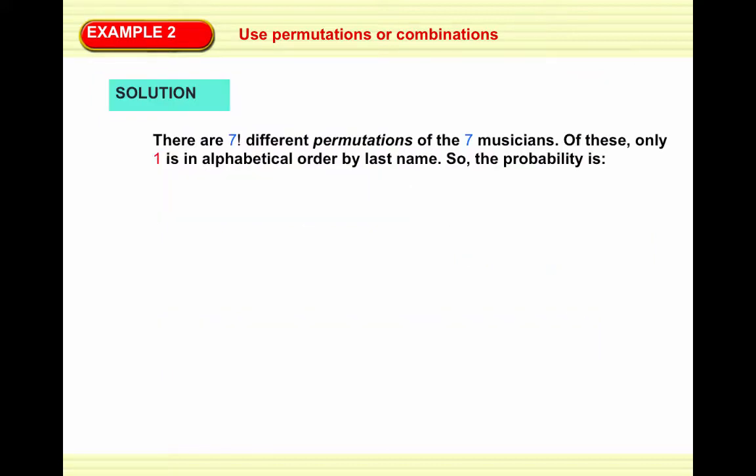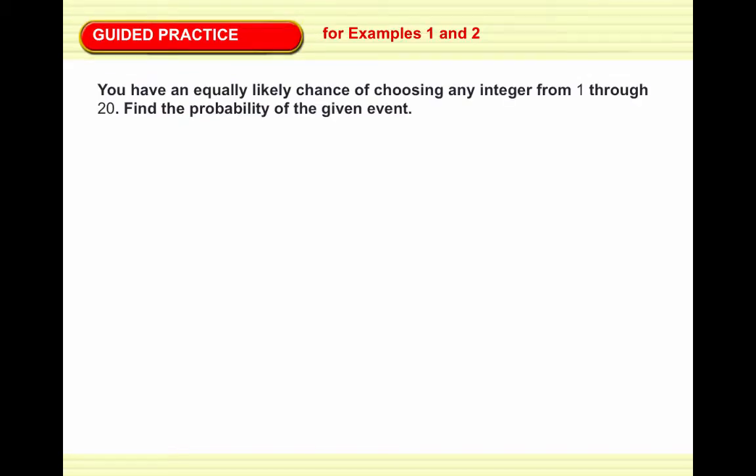Okay, so there are 7 factorial different permutations of the 7 musicians, ways to order the 7 musicians. Of these, only 1 is in alphabetical order by last name, so the probability is 1 out of 7 factorial. And so that's 1 in 5,040, so it's not very likely at all. In fact, if we divide it out, it is equal to 0.000198.